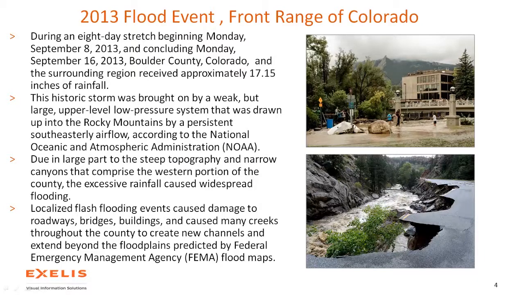Due in large part to the steep topography and narrow canyons that comprise the western portion of Boulder County, this excessive amount of rainfall resulted in many localized flash flooding events that caused damage to roadways, bridges, and buildings, and caused many creeks throughout the region to create new channels and extend beyond the floodplains predicted by FEMA floodplain maps.